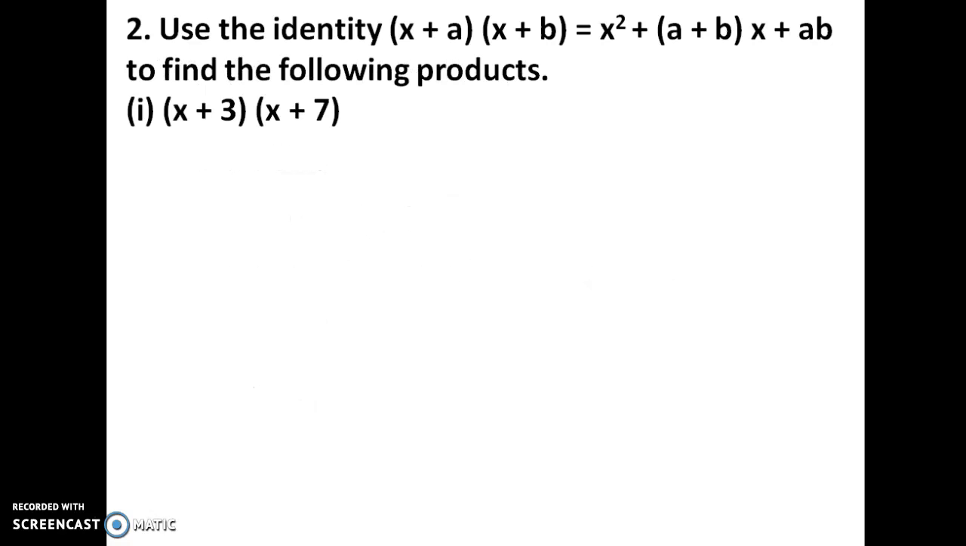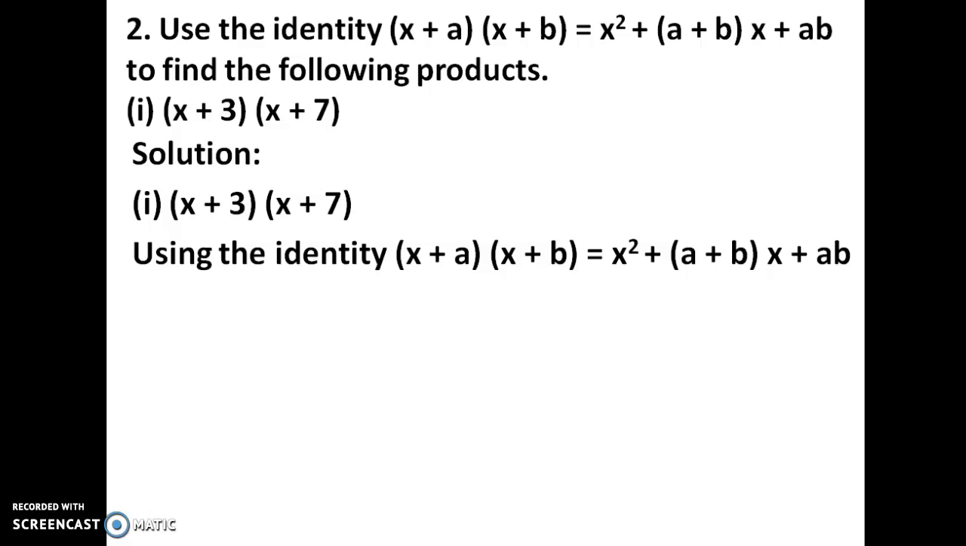Then the second problem, using the identity (x + a)(x + b) = x² + (a + b)x + ab. With this identity we have to find the product of the given problem. So (x + 3)(x + 7). This is of this form. In the question itself they have given the identities, so simply you have to substitute in that and find the product.